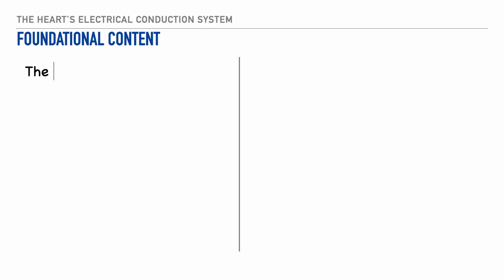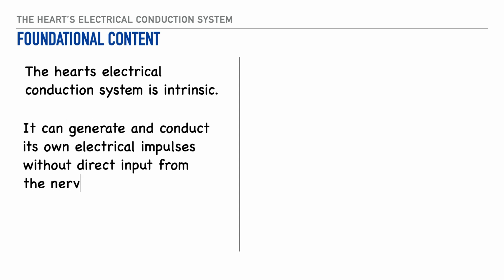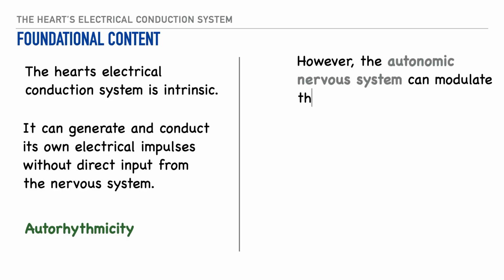The heart's electrical conduction system is intrinsic. In other words, the heart has the ability to generate and conduct its own electrical impulses without direct input from the nervous system, and we call this autorhythmicity. Now, although the heart has this ability, which gives it some independence from the nervous system, the autonomic portion of the nervous system can influence cardiac activity.